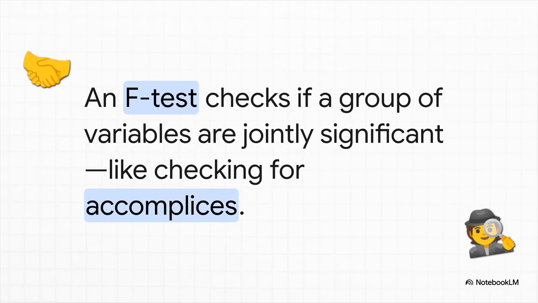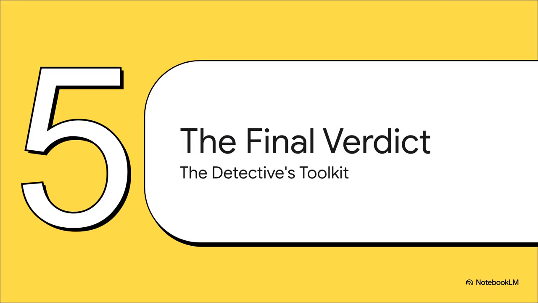And, we can also do a group interrogation. That's what an F-test is for. It lets us check if a bunch of variables are significant as a team. It's basically like checking for accomplices to make sure the whole operation makes sense. All right, case closed. We've followed the leads, we've interrogated the suspects, and now we can deliver the final verdict. We've put together a pretty awesome toolkit for any data detective out there.